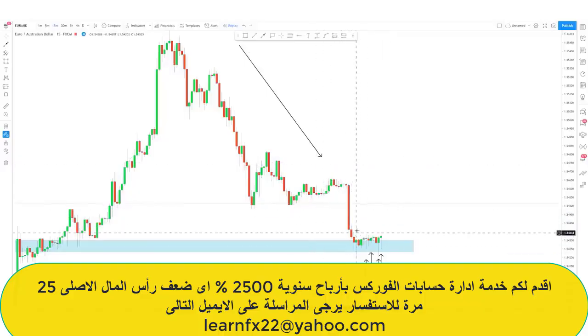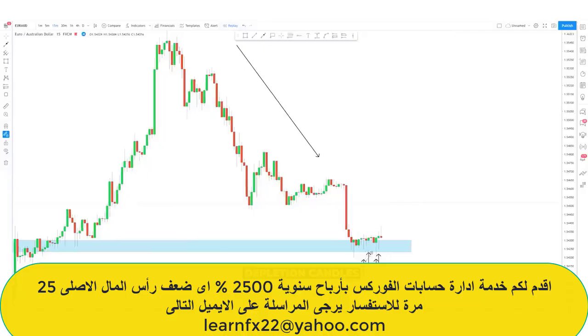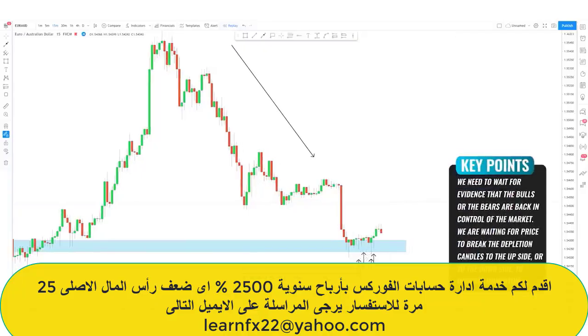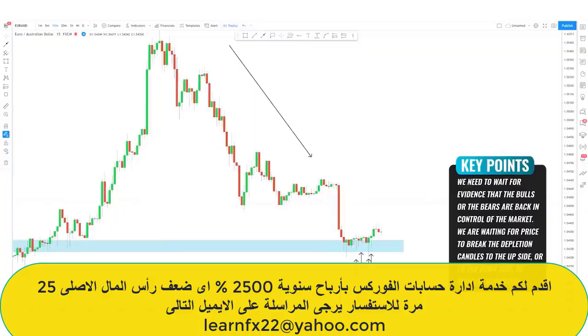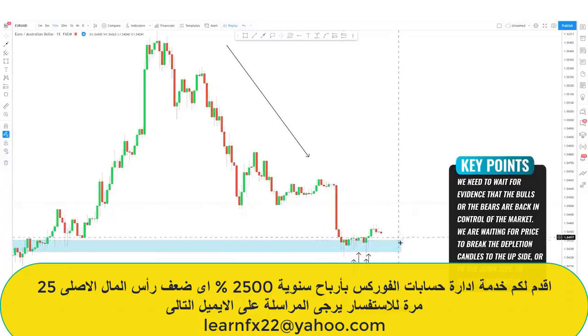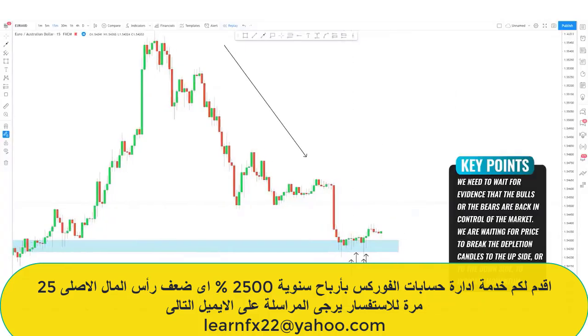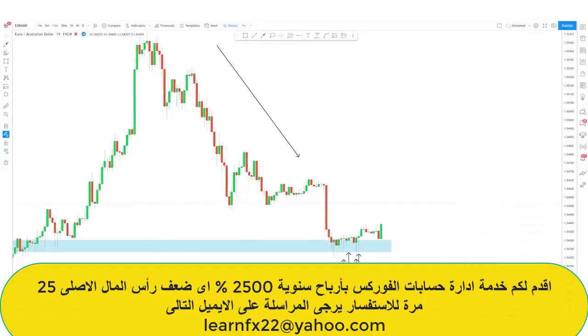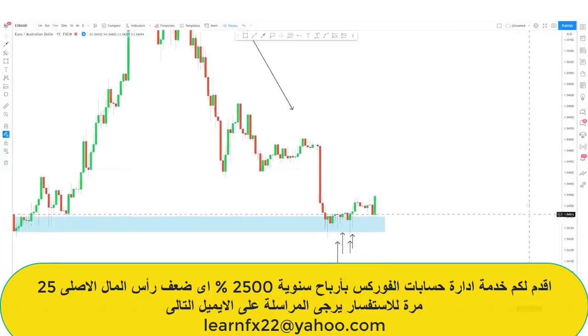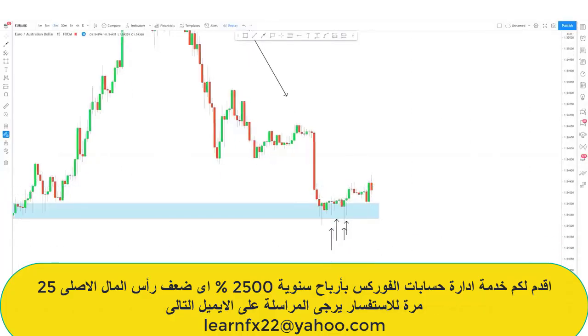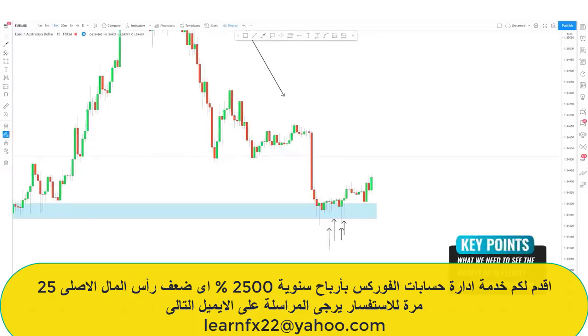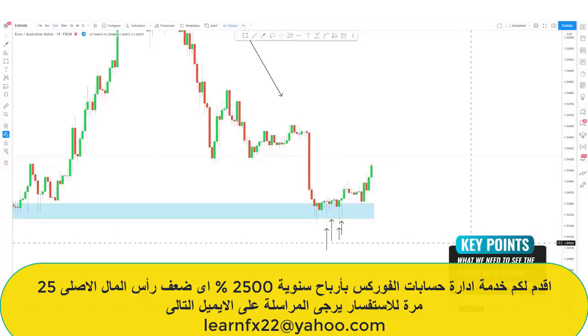This downtrend is depleting. There's lots of depletion here indicating that the bears are failing to push this down. What we need to wait for now is evidence that the bulls or the bears are back in control of the market. And how do we do that? Well, we're waiting for price to break the depletion candles to the upside or to the downside to indicate momentum. Now, momentum we know is representative of a strong bullish candle or a strong bearish candle. But what we need to see the market do is clearly break above structure.